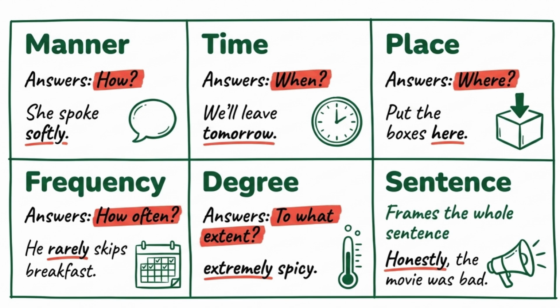The 6 types of adverbs. Adverbs sort into 6 categories. Manner answers how. She spoke softly. Time answers when. We'll leave tomorrow. Place answers where. Put the boxes here. Frequency answers how often. He rarely skips breakfast. Degree answers to what extent. Extremely spicy. And sentence adverbs frame the whole sentence. Honestly, the movie was bad.